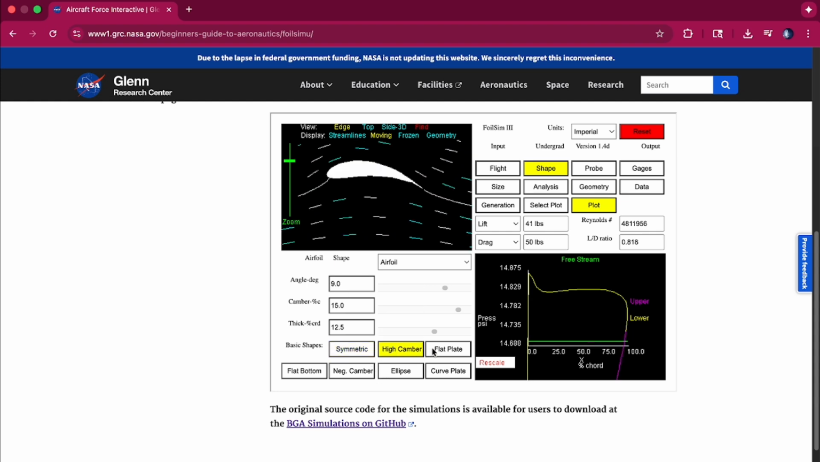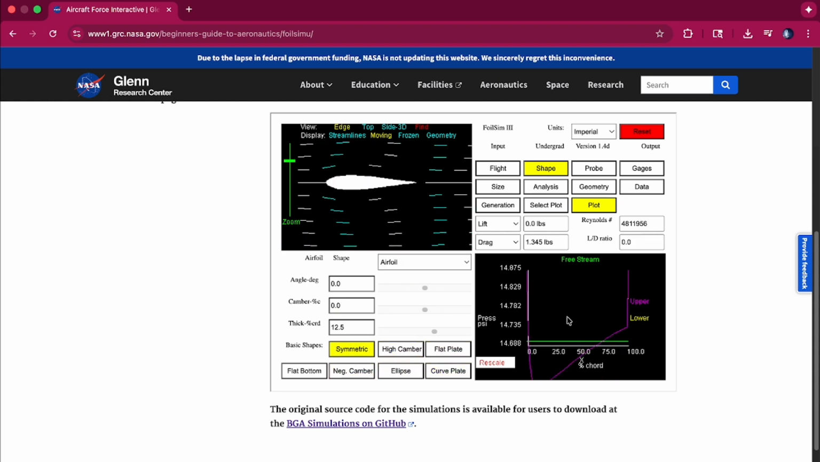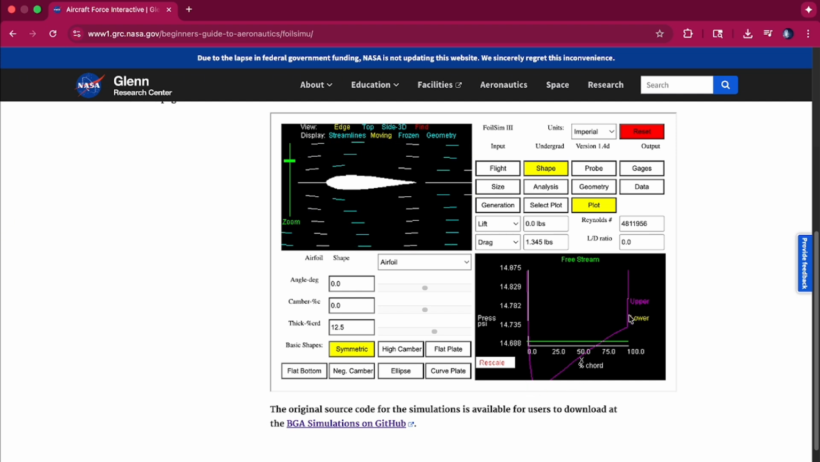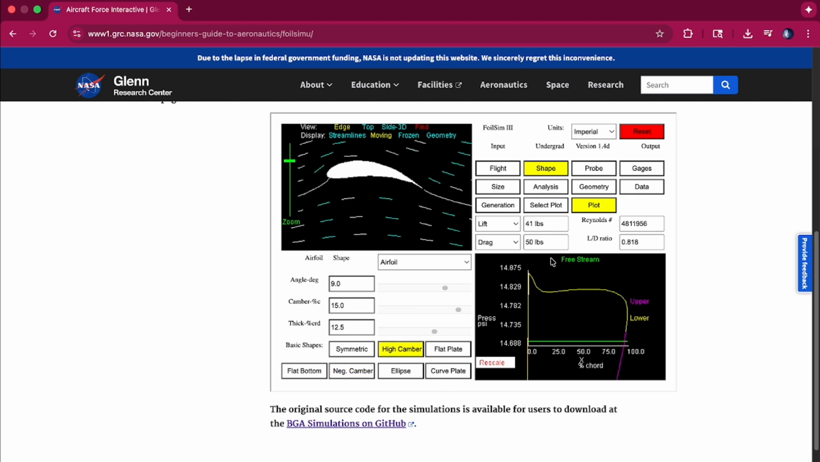You can see this high camber, so it's symmetric. You can see that there's an upper and there is a lower one too. You see there's negative camber. This is kind of the relationship it shows. It goes in a specific way. Press PSL. This is the chord relationship.